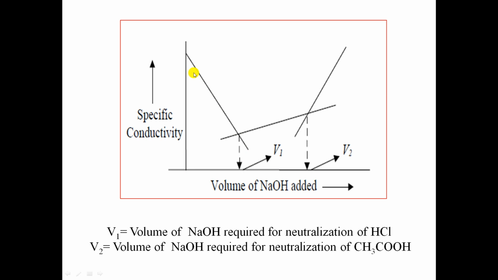Here, initially the specific conductivity of the solution decreases. This is observed because neutralization of HCl takes place. Out of the two, HCl and acetic acid, HCl neutralization takes place first, where the highly mobile H plus ion is replaced by the low mobility Na plus ion. Because of that, conductivity decreases up to one point.